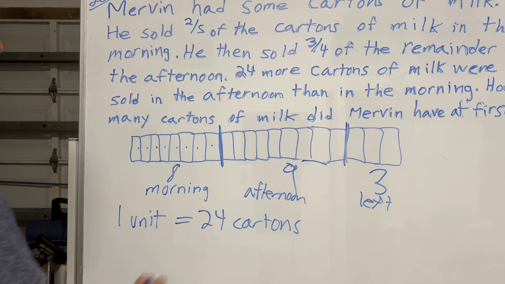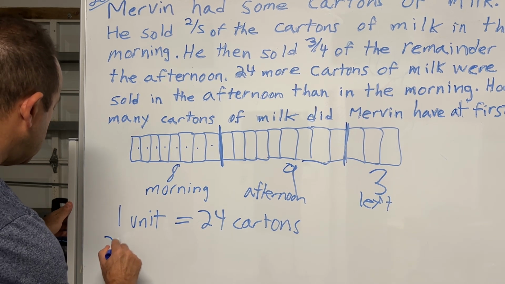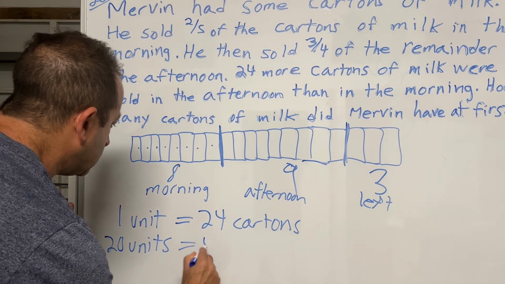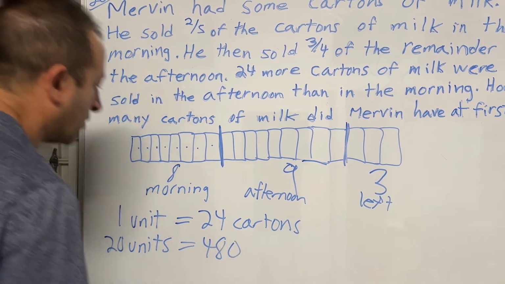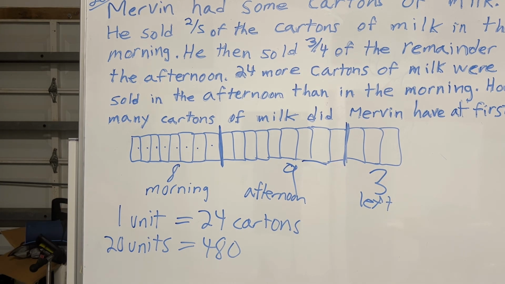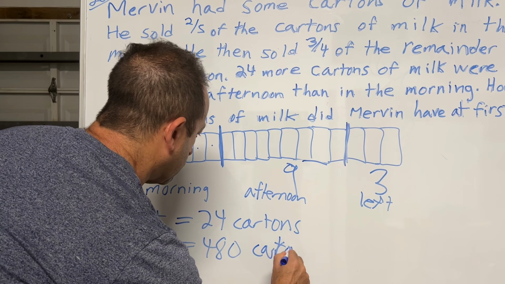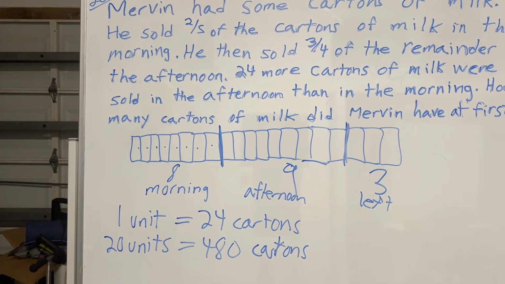So 1 unit, 24 cartons. 20 units is what he had at first. 20 times 24 equals 480 cartons, and that is the answer. Now, you could stop right there and don't confuse yourself by trying to learn another method, because this is what they taught you.